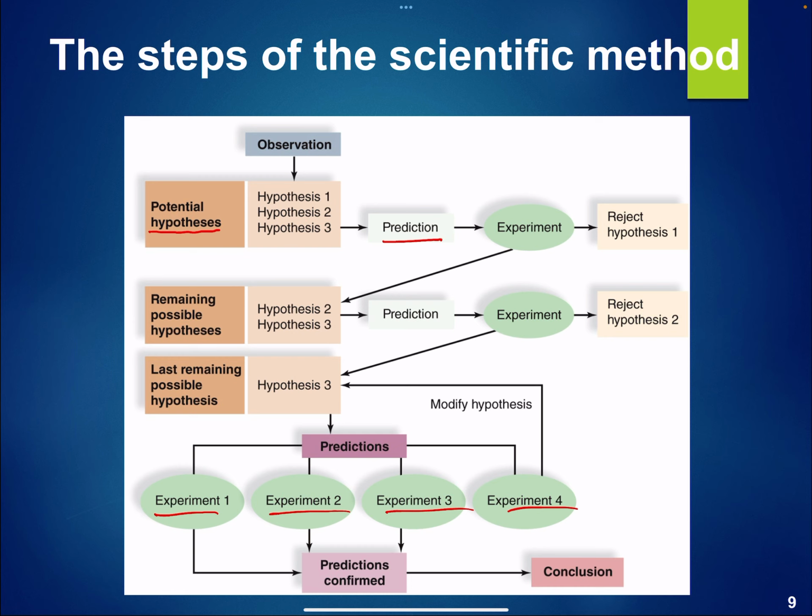This conclusion may support our hypothesis or may not support our hypothesis. If our conclusion supports our hypothesis, then we are going to say that, well, our hypothesis is correct. If the experiment does not support our hypothesis, then we are going to reject that hypothesis, right?